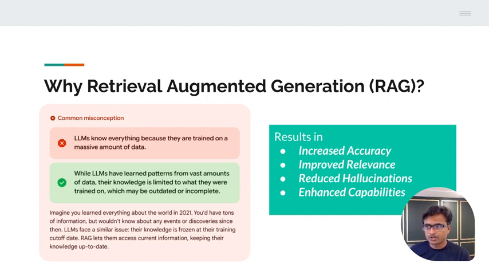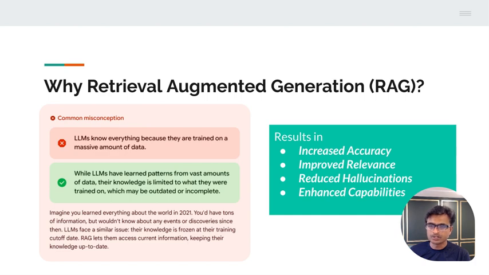Well, before we get started about retrieval augmented generation, also known as RAG, let's understand why RAG. We normally think LLM knows everything because it is trained on a massive amount of data. But when you think of LLM as nothing but a probabilistic next word generator, which it is, you know that it has just learned the patterns of the language. Its knowledge is limited by what it is trained on, and it could be outdated.